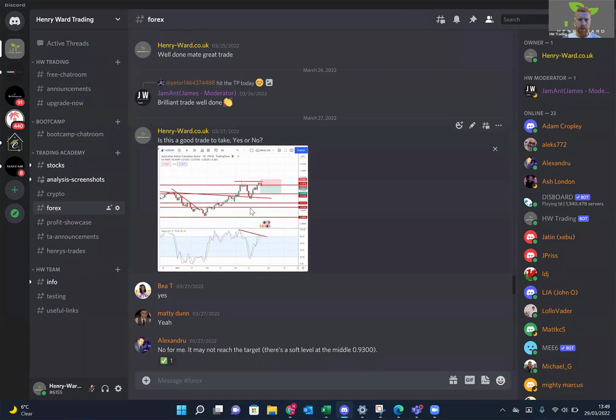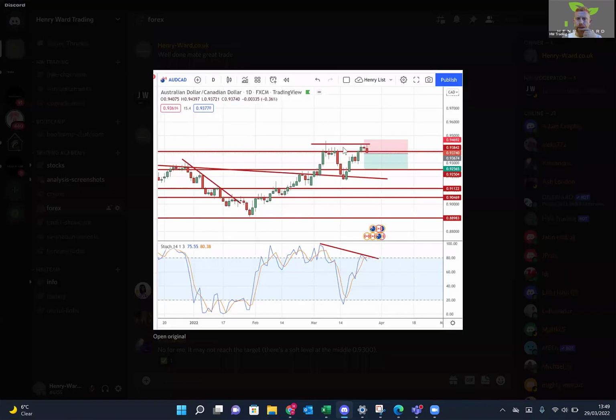Okay, so we talked about this trade here. It had a double top, horizontal level, price action bar. We're looking for a one-to-one on this, and we had divergence. So we had divergence here. So that's clear divergence going on there.